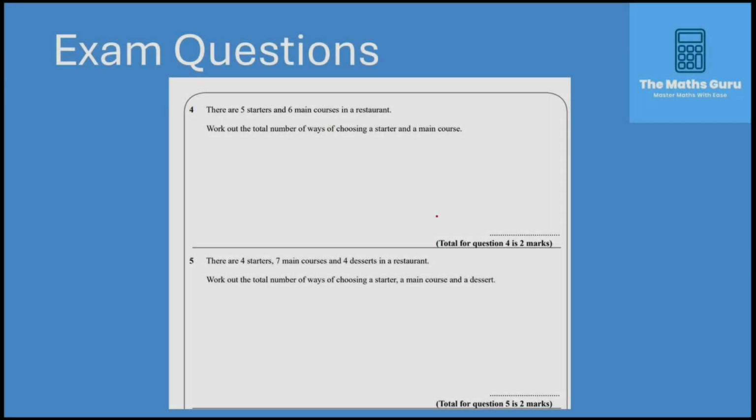Today we're going to be taking a look at product rule for counting exam style questions. So let's get straight into it. We are told there are 5 starters and 6 main courses in a restaurant. I need to work out the total number of ways for choosing a starter and a main course.